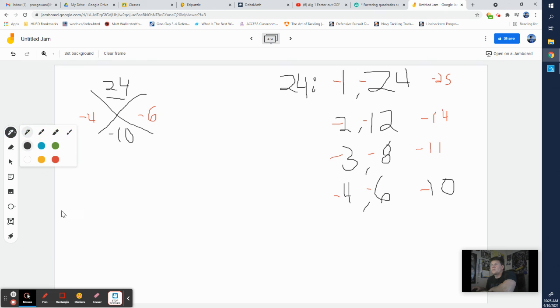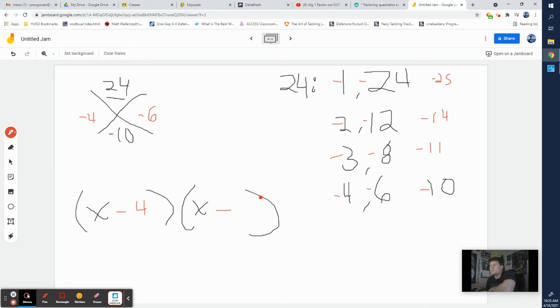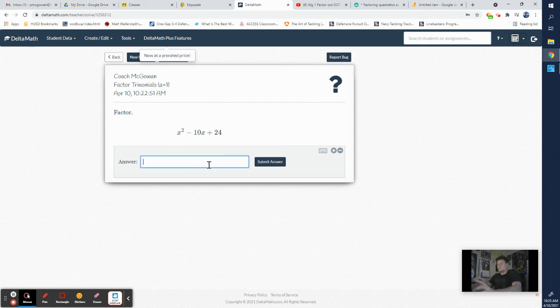So now in our answer, we could go x and x. And then we could put down our numbers. Instead of positive, since they're negative, we could just write it as subtraction. X minus 4, x minus 6. Let's see what Delta's got to say about it. Oops. X minus 4, x minus 6.